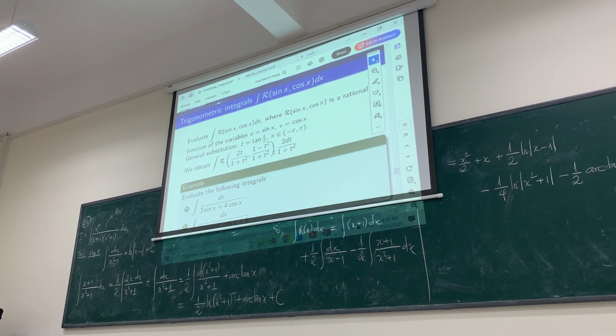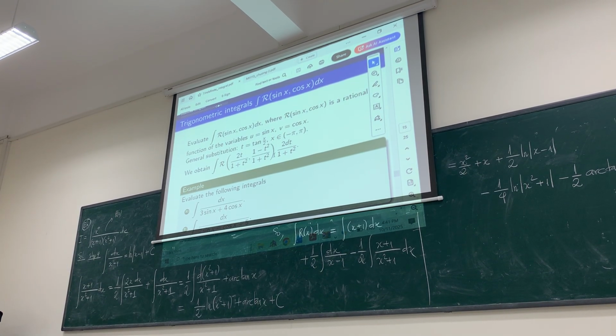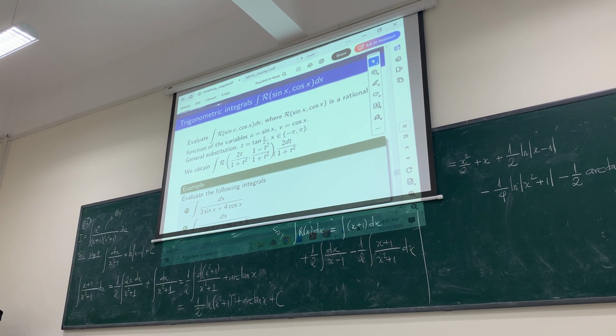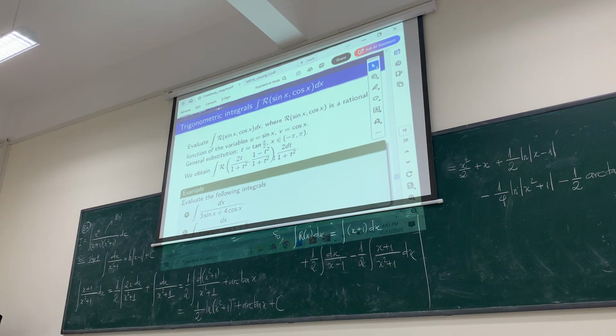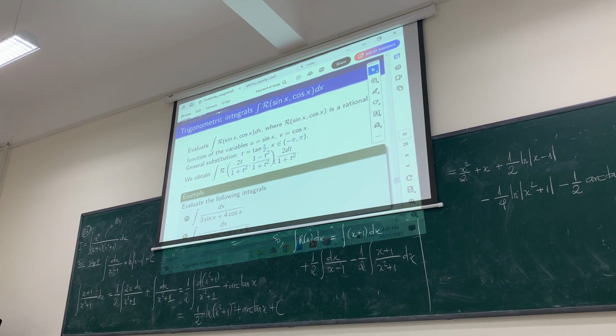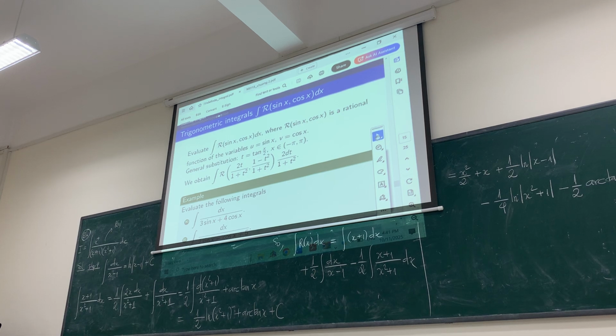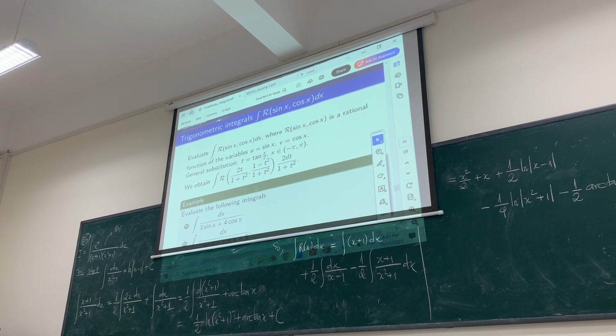Trigonometric integral. The integral of R of sin x, cosine x dx. Is it here a rational function?